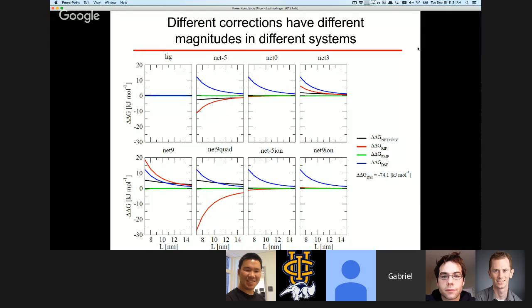So basically, if you have not neutralized your system, then the other terms will be very large, like in net 9 or net 9 quad. But if you have neutralized your system, then the other terms besides this change in water density term are probably going to be small. Unless your protein happens to have some completely crazy residual integrated potential. I don't know what protein that would be.